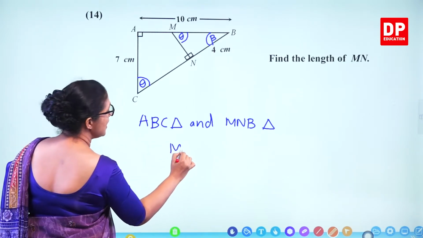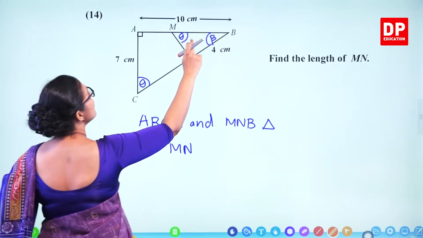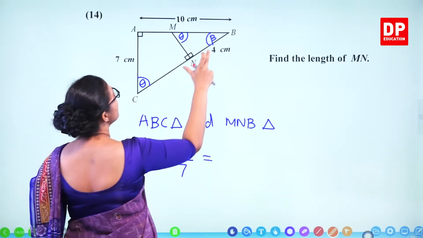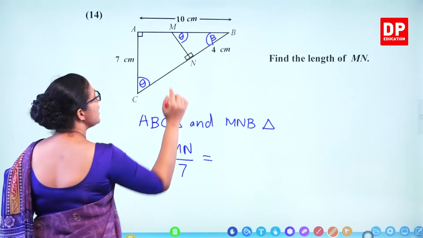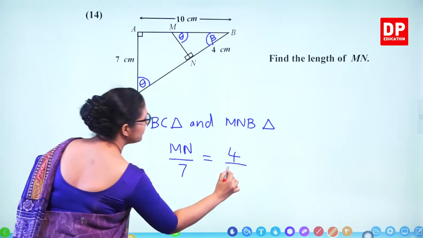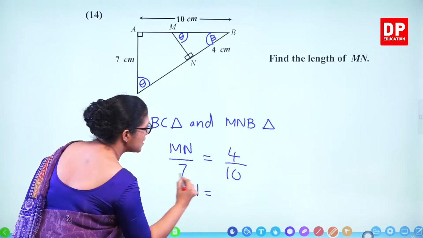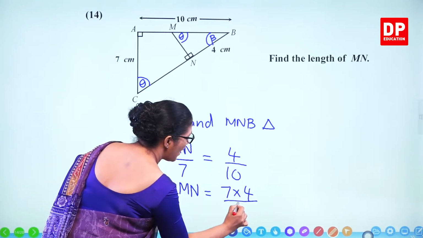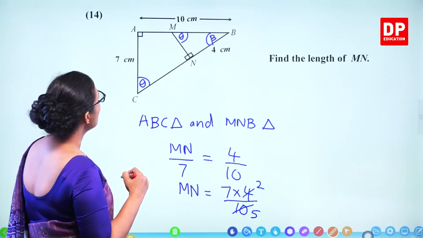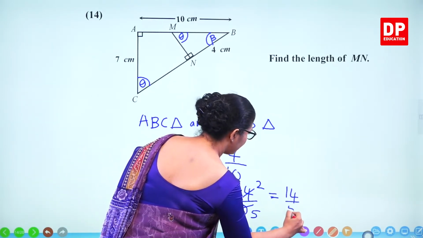So MN we need. MN is the length opposite to beta. So length opposite to beta here is 7. Now we'll take, this one is opposite to theta, that's 4. What is opposite to theta? That's 10. So you can use the ratio and find out MN. So MN becomes 7 times 4 divided by 10. 2 times 2, 2 times 5. So MN equals 14 divided by 5.